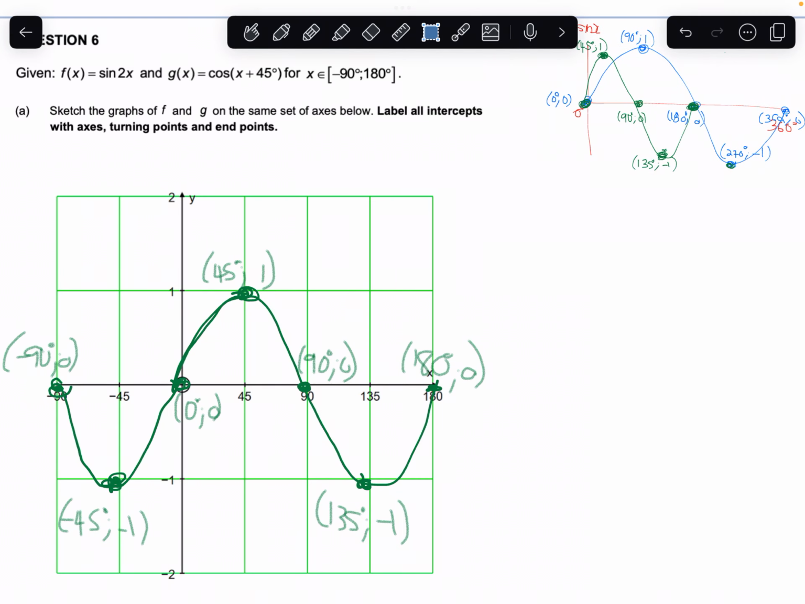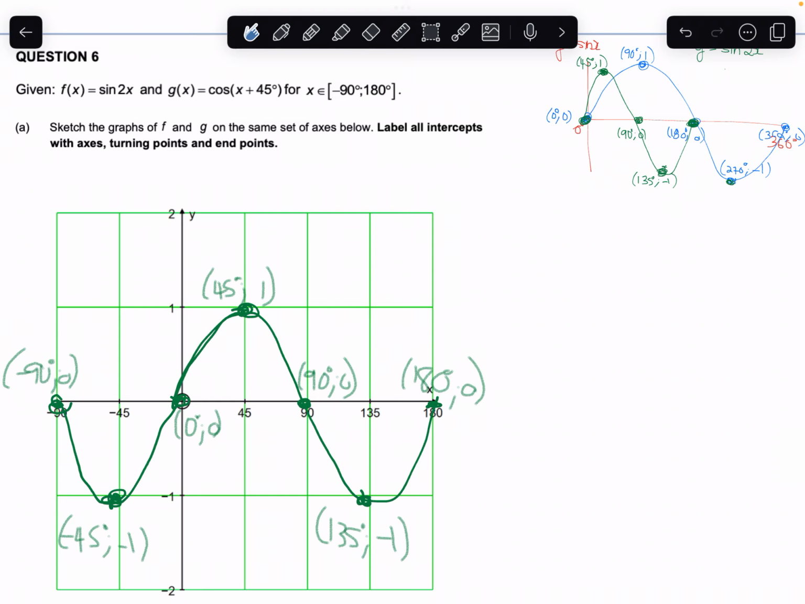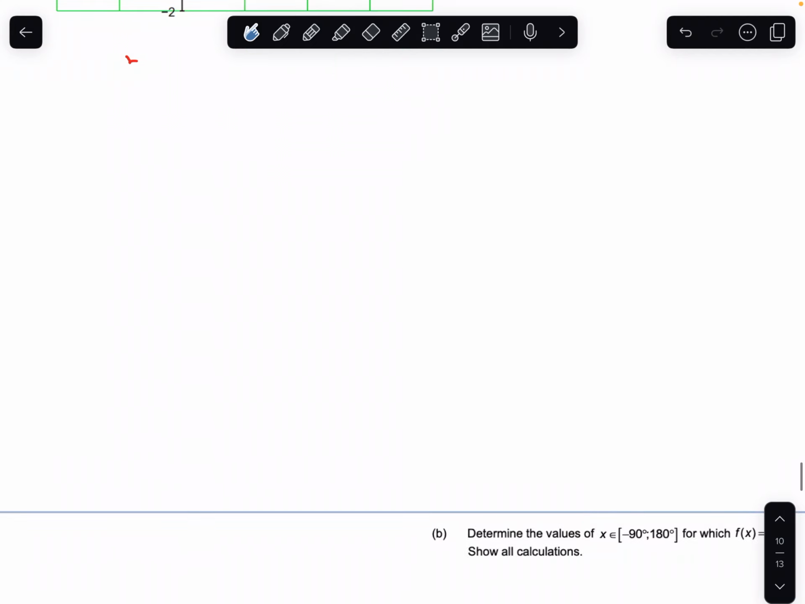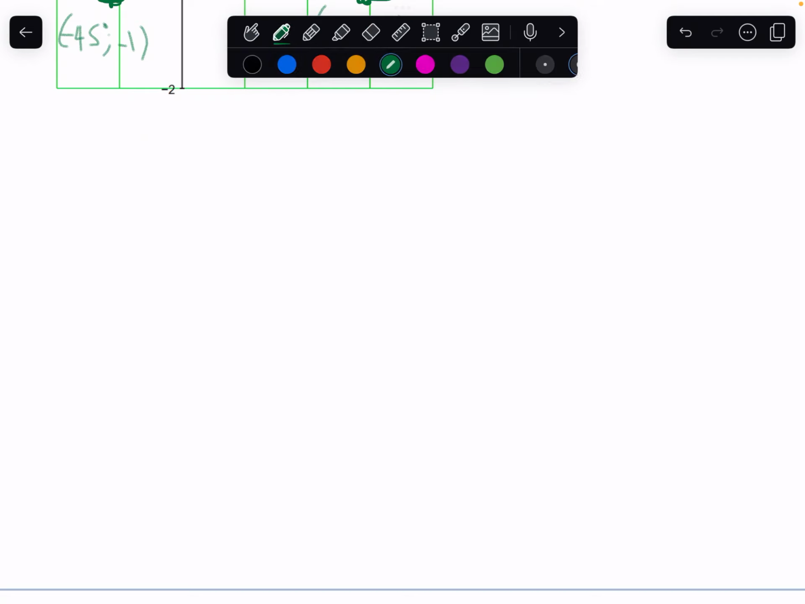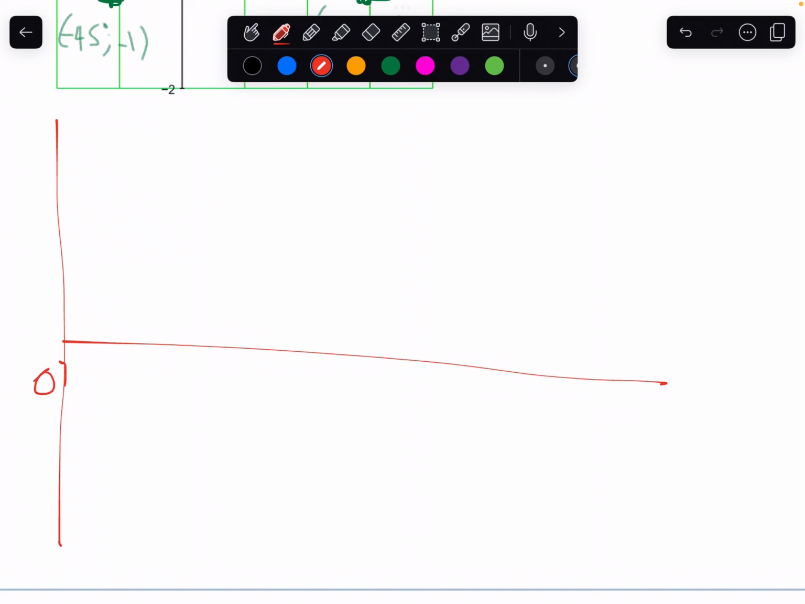Then the second function we're looking at is y is equal to cos of x plus 45. So plus 45 being added to the input, the x, means our graph is moving 45 degrees to the left. Our y is equal to cos x. So again, I'll start by looking at one wave from 0 to 360, and that looks like this.